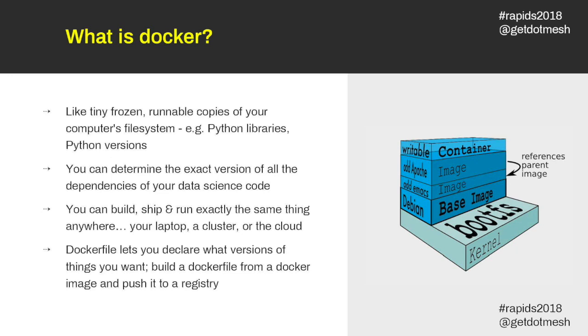You can determine the exact version of all the dependencies of your code, and the mantra for Docker is that you can build, ship, and run exactly the same thing anywhere. So it means you can build a container image on your laptop, you can ship it, you can save it in a container registry, you can ship it to a cluster, you can run it in the cloud, and almost most importantly, someone else can pull it down later and run exactly the same bits that you used. And this is important because reproducibility often comes with a time delay. You want to reproduce something some time after someone else did it.